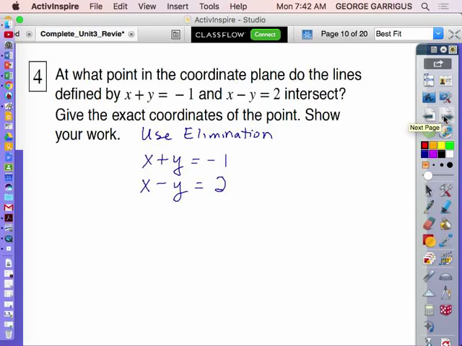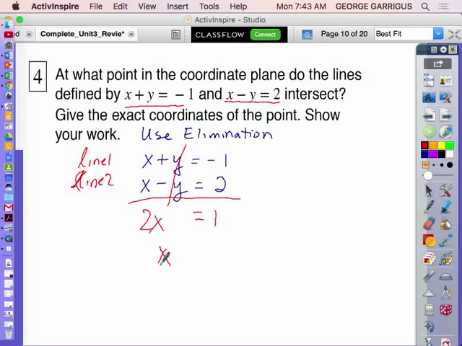At what point in the coordinate plane do the lines defined by x plus y equals -1 and x minus y equals 2 intersect? Line 1, line 2. Where do they intersect? Well, they set up really nice for elimination. So let's write them down here, line 1, line 2, and let's add them together. The y's eliminate. We have 2x equals 1, so x equals, when I divide by 2, 1/2.